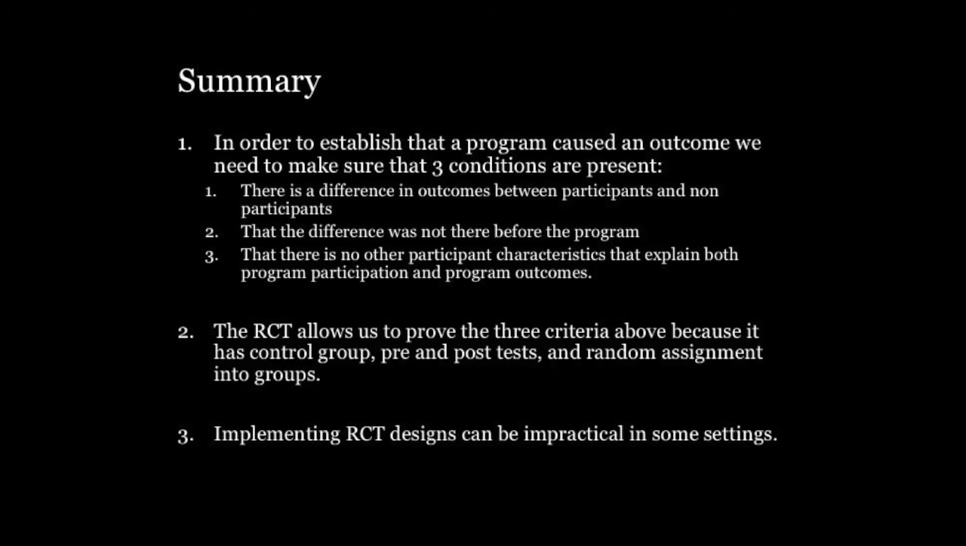So in summary, in order to establish that a program caused an outcome, right, we need to make sure that the three conditions are present, right? That there is a statistically significant difference in outcomes between participants and non-participants, that the difference was not there before the program, and that there is no other participant characteristic that explains both program participation and program outcomes. The randomized controlled trial allows us to do this because of three key components it has. It has control groups, it has pre-test and post-test, and it has random assignment into groups.